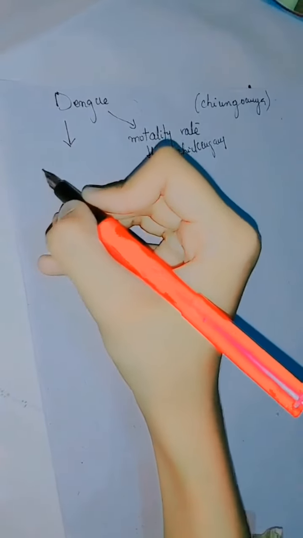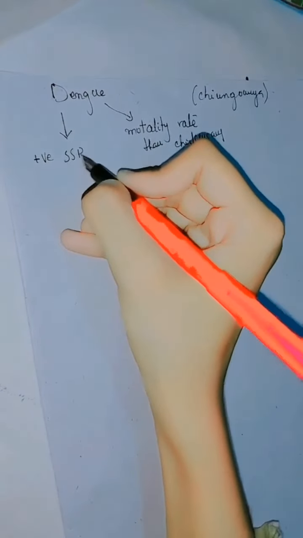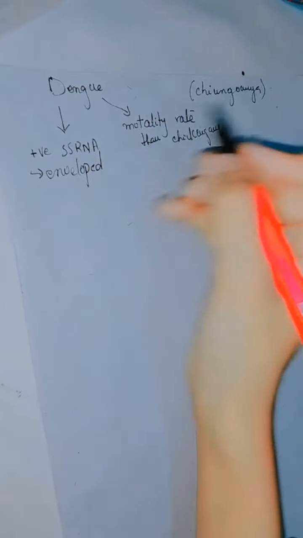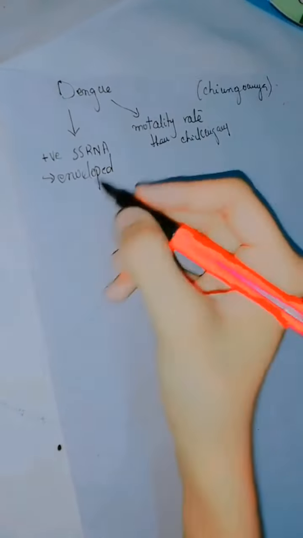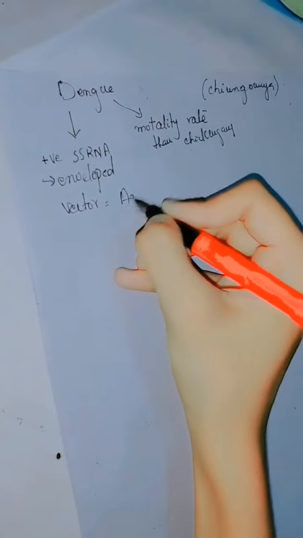Means dengue virus causes more deaths than chikungunya. So basically, if we talk about dengue virus and its genetic material, it has a positive single stranded RNA, and it is an enveloped virus, similar to chikungunya. And if we talk about its vector, the carrier that causes the dengue virus, that is the Aedes mosquito.